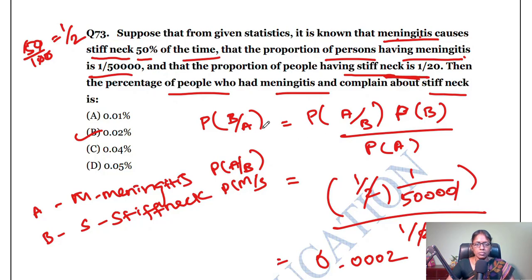So this is the formula: probability of B given A equals probability of A given B, times probability of B, divided by probability of A. This is Bayes' theorem. Just check it out and work it out slowly.